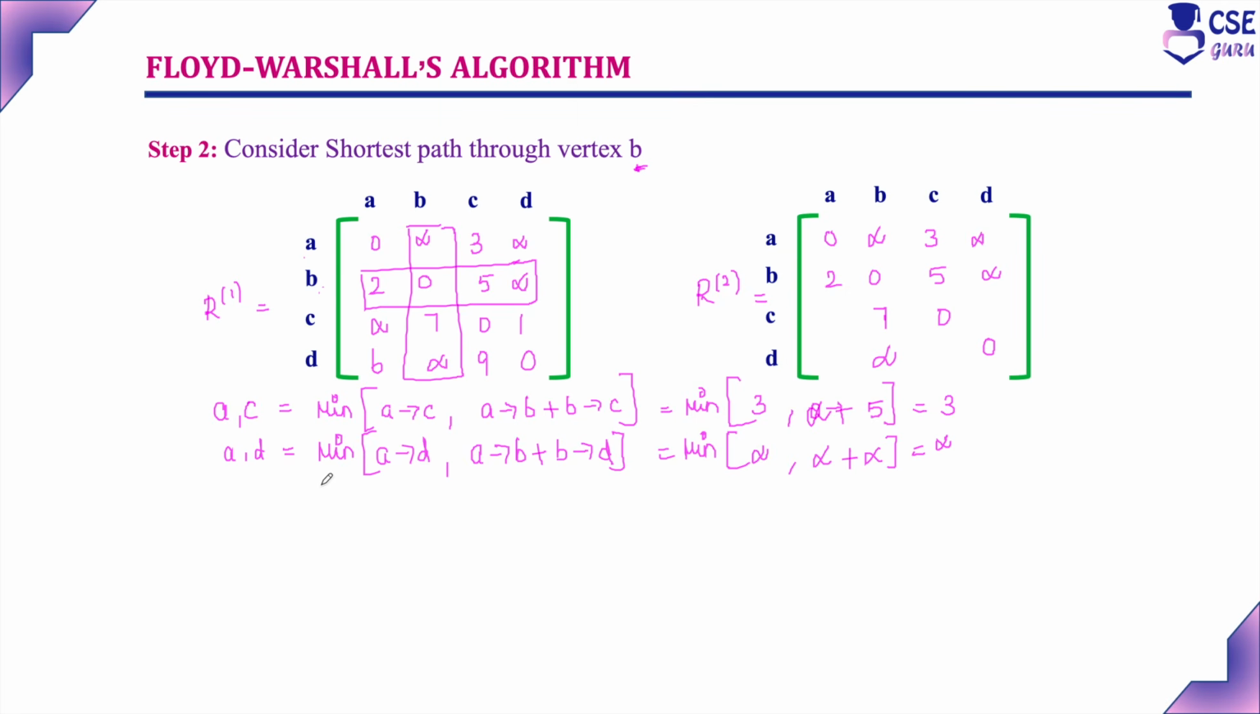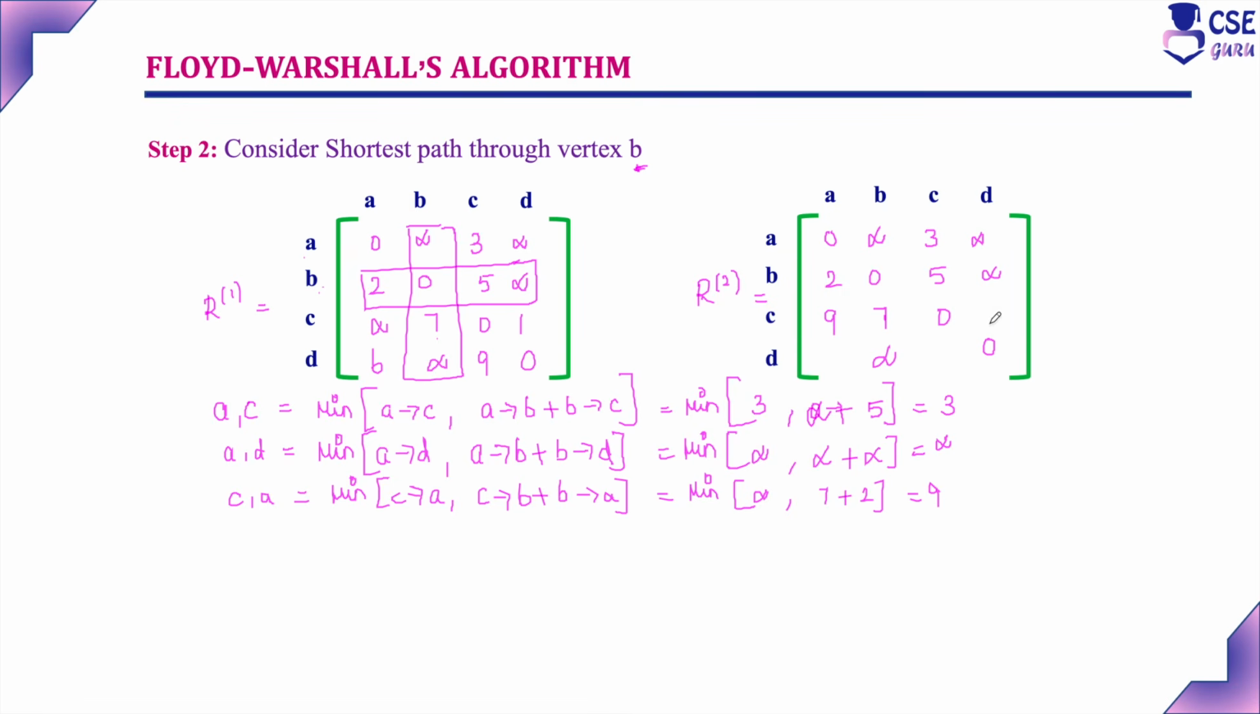Next is C to A. Shortest path for C to A. That is minimum of C to A, through the vertex B. So C to B plus B to A. C to A is infinite, and C to B is 7, B to A is 2. So 7 plus 2, we will get 9.